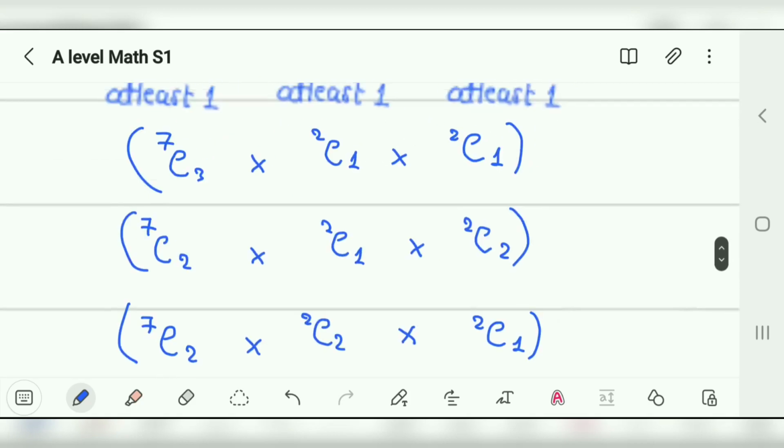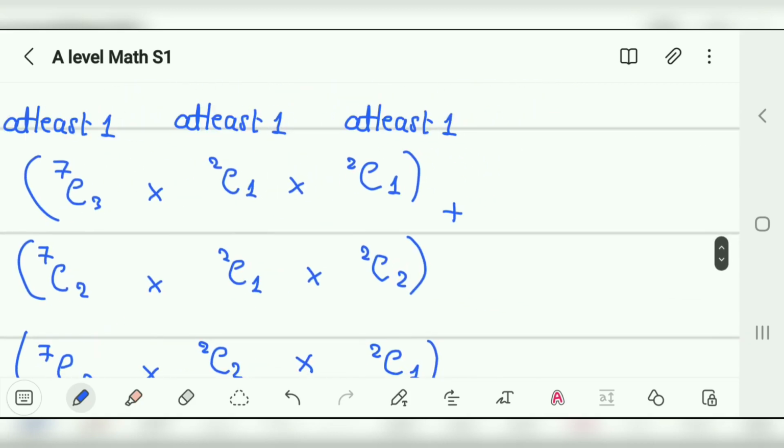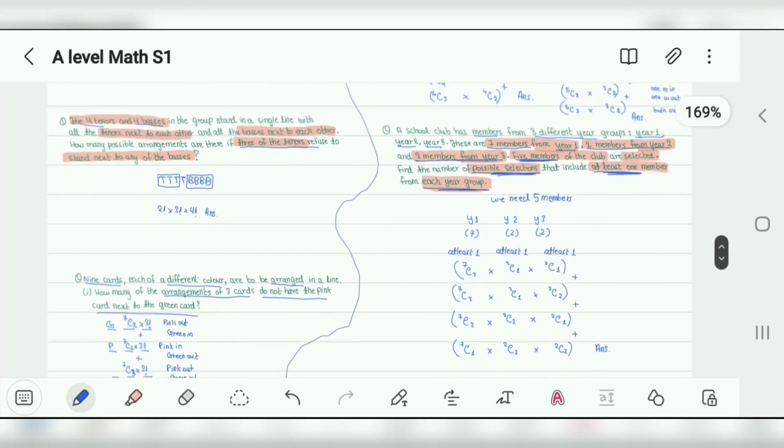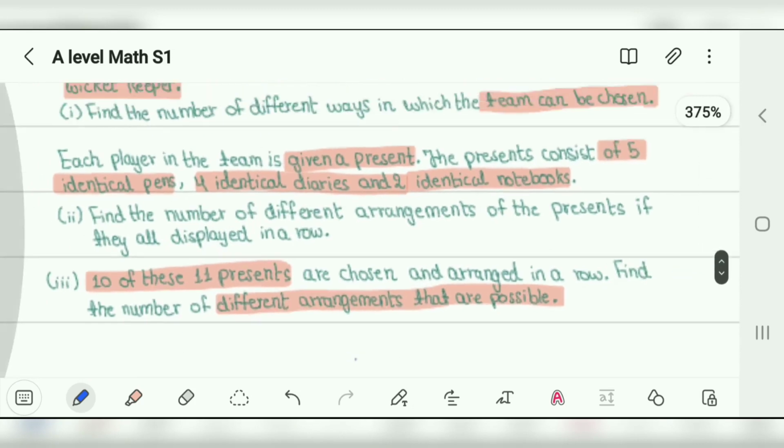And that's it. There you go, we have the answer. Just add them up and this is your answer. This one is done. Now moving to another question.